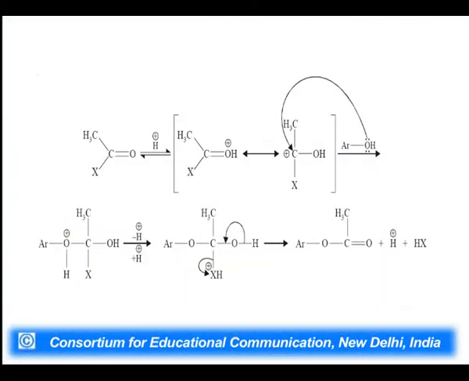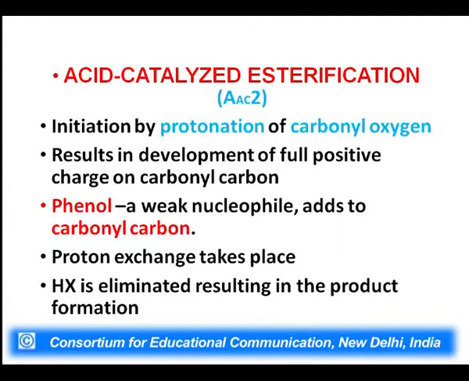Now if we go into acid catalyzed esterification, the reaction mechanism is the same; it involves the formation of the tetrahedral intermediate, then the elimination of the halide ion to give us the final product. But this reaction is slightly different. When we are doing base catalysis, the base converts phenol into a phenoxide ion, which acts as a nucleophile.